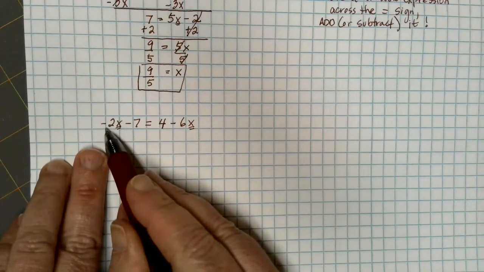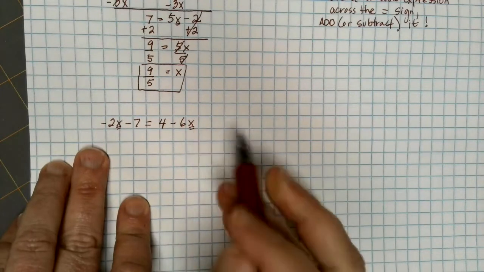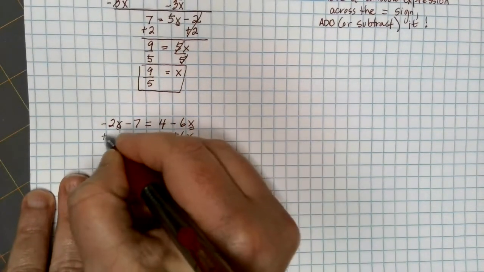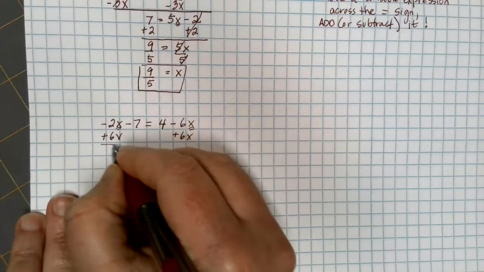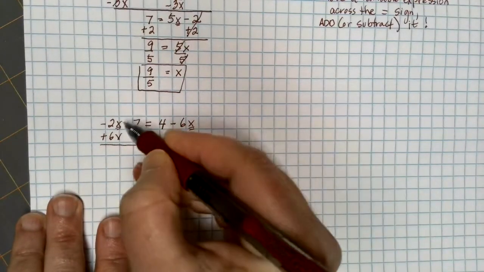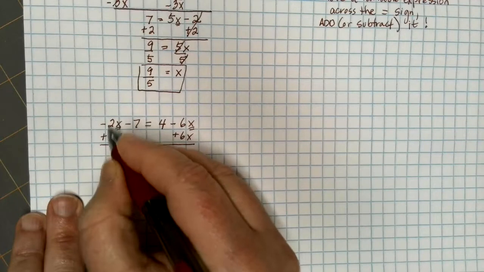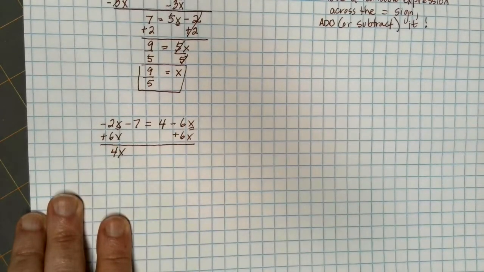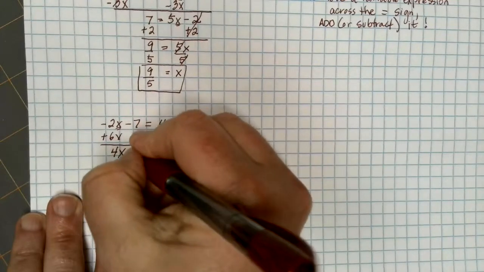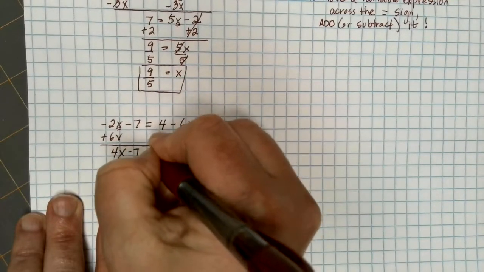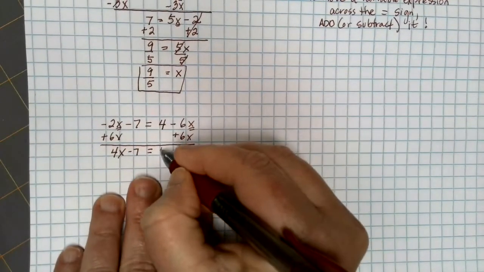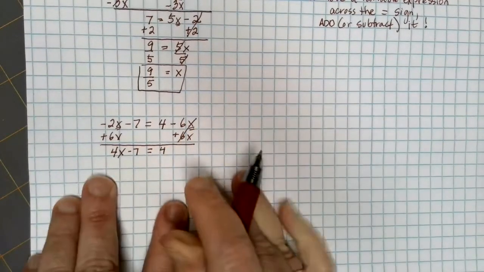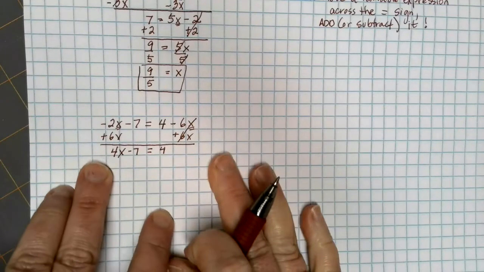To move the minus 2x, I could add 2x to both sides. To move the minus 6x, I can add 6x to both sides. And I'm going to do that this time. Negative 2x plus 6x. Negative 2 plus 6 is 4, so that leaves me with 4x when I put those together. I still have the minus 7. There's my equal sign. I still have the 4. The negative 6x plus 6x goes away, and I'm left with 4x minus 7 equals 4.